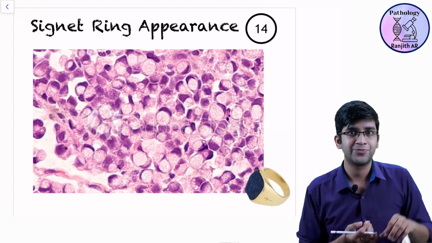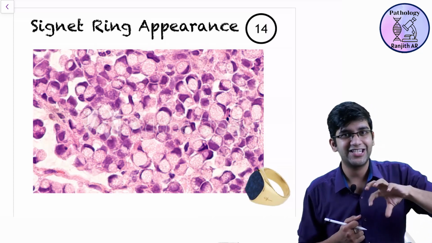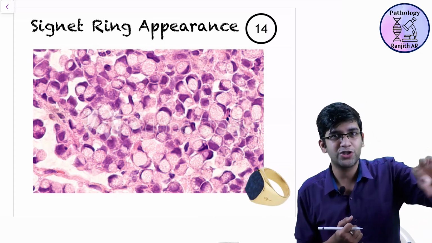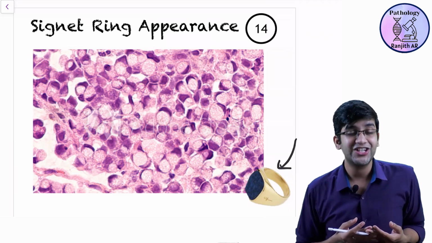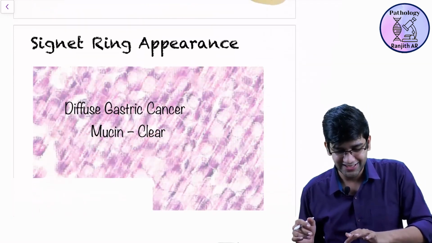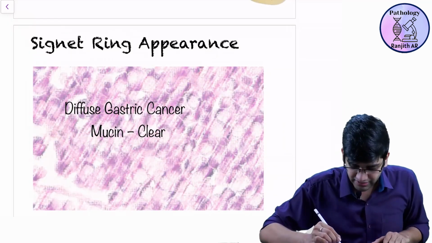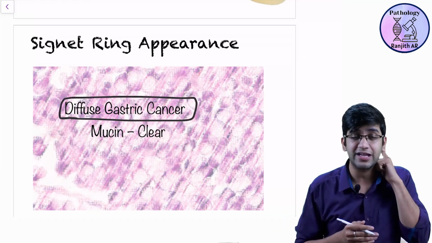Second unique pattern. Signet ring appearance. Look at them, no? Beautiful. A cell with mucin, nucleus pushed to the corner, looks like a signet ring. Right? A signet ring appearance is seen in, we just know SAW. Signet ring appearance seen in diffuse gastric cancer. There's a type of gastric cancer, diffuse gastric cancer.